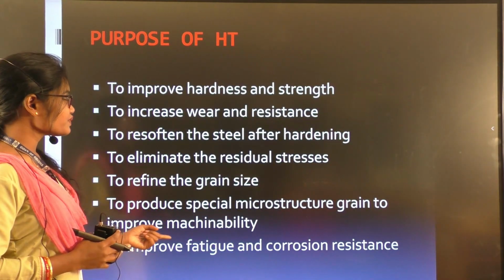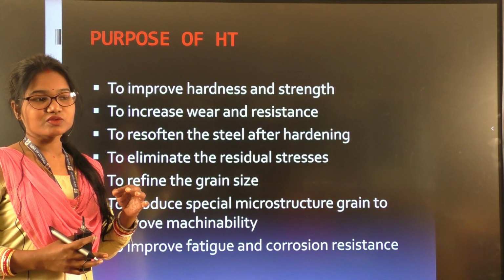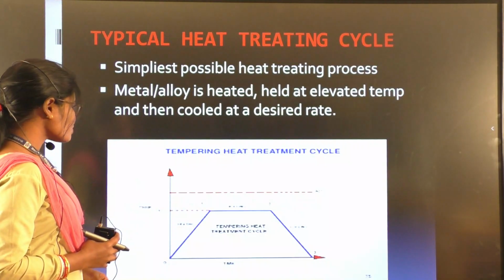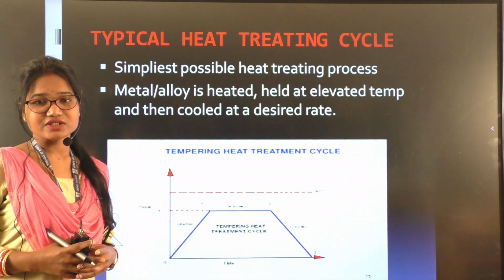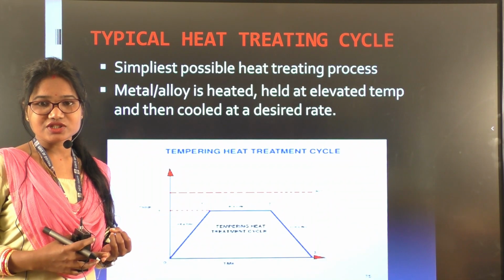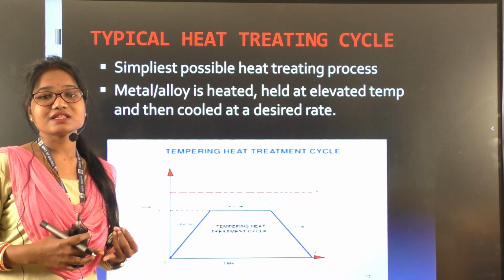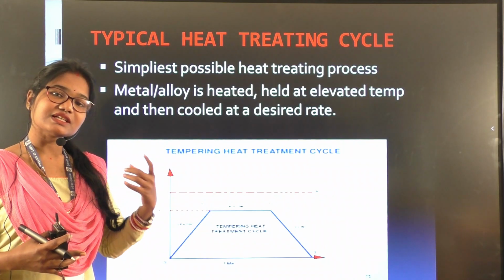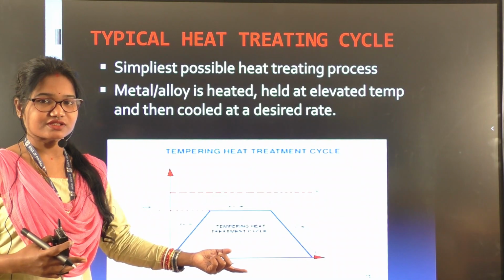And the last is to improve the fatigue and corrosion resistance. It is the same, so the loss of material will also get reduced. These are the most basic important purposes of the heat treatment method, why we are doing it. Heat treatment is done to use the metal in different applications. We will compose it with various other elements and metals, heat treat it, then cool it, and then use it in different applications.